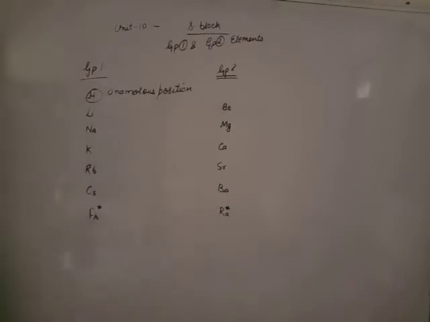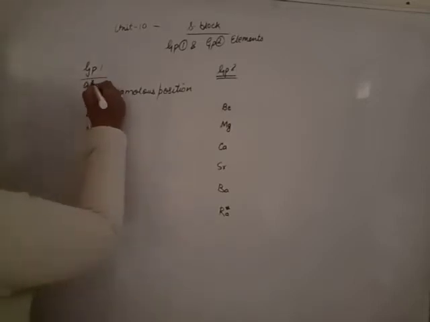Beta, one more important thing, group 1 elements are basic in nature. Group 2 elements are also basic, but they are less basic than group 1. Oxides and hydroxides of group 1 elements behave as strong bases, and these strong bases are known as alkalis.